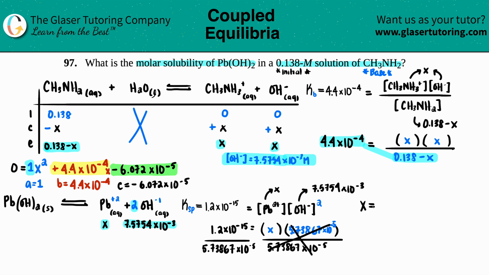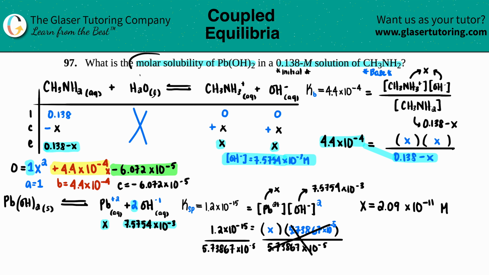So let's see, 1.2 times 10 to the negative 15th divided by 5.73867 times 10 to the negative 5th. And I guess 3 sig figs, 2.09 times 10 to the negative 11th. And that's molarity. But now what's the answer?